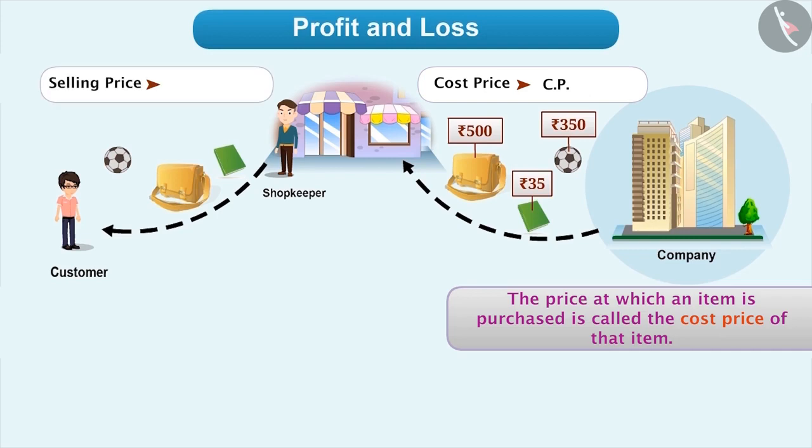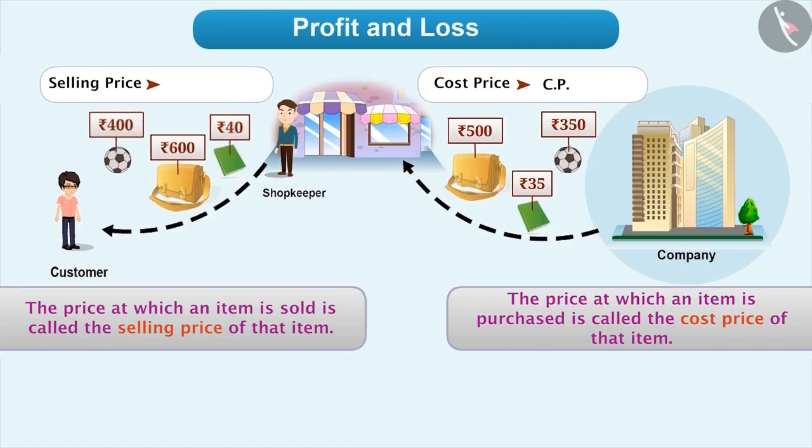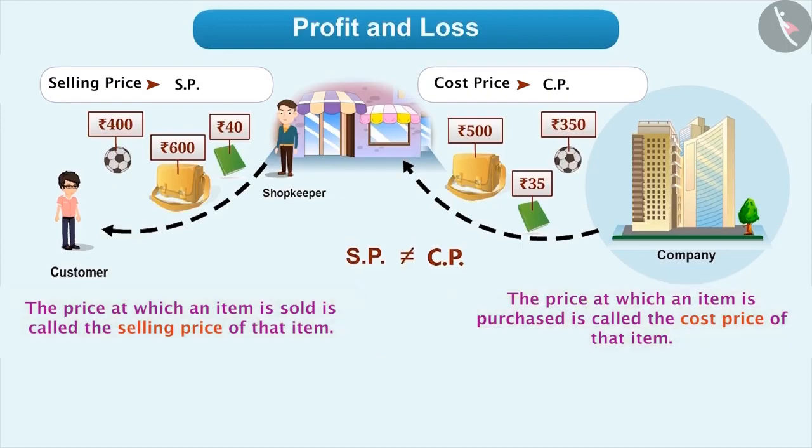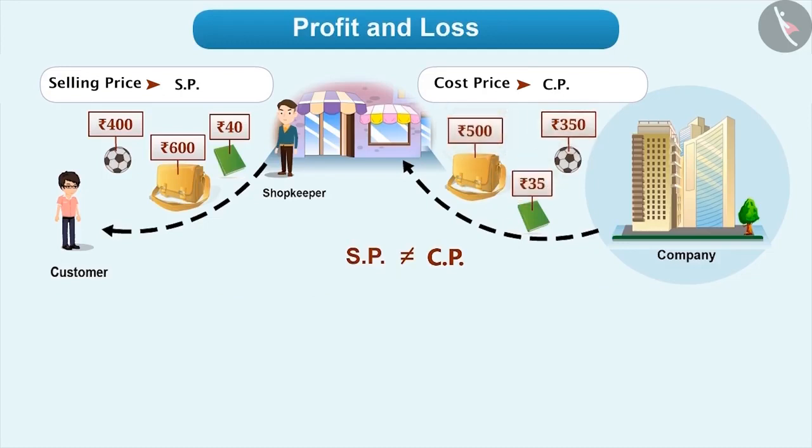Then, the shopkeeper sells the items he purchases. The price at which an item is sold is called the selling price of that item. We write selling price in simple form as SP. Does the shopkeeper sell the item at the same price that he buys? No. Generally, any shopkeeper tries to sell an item at a price higher than the price purchased.